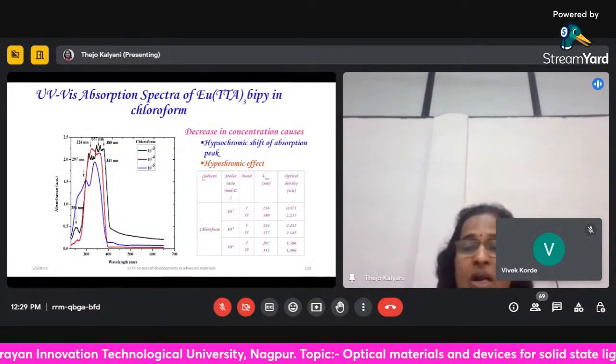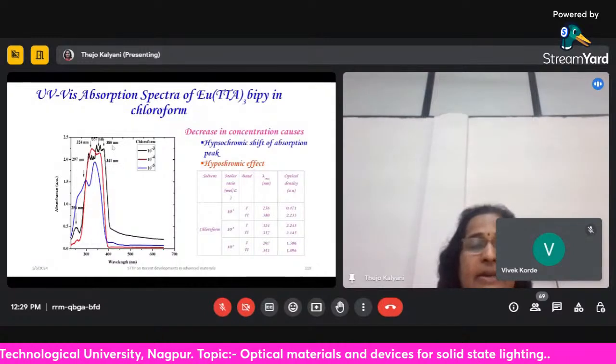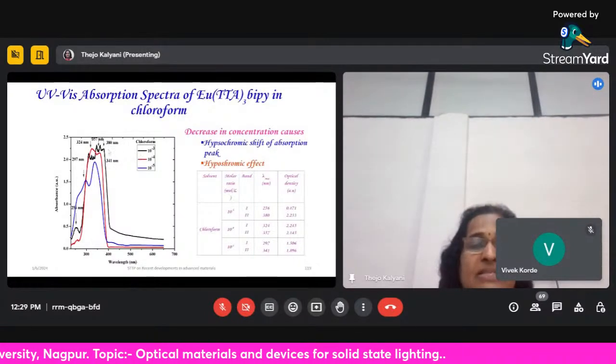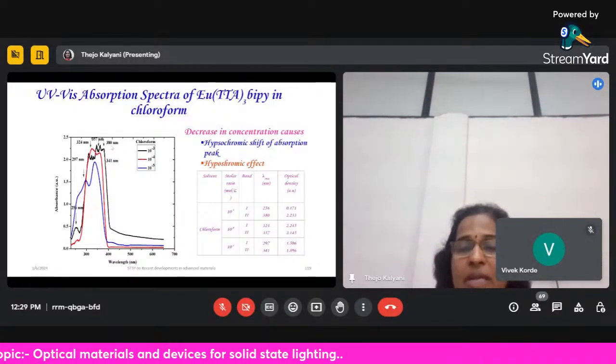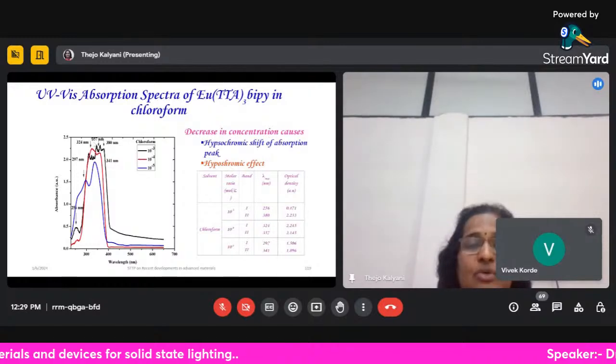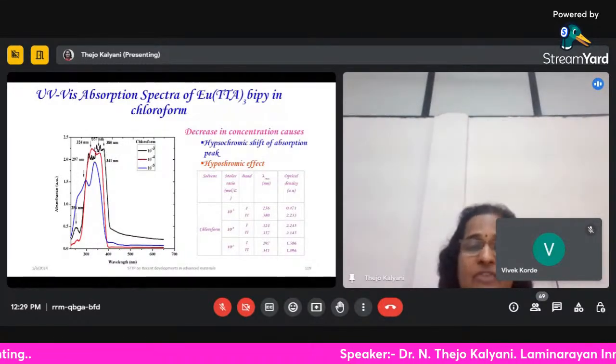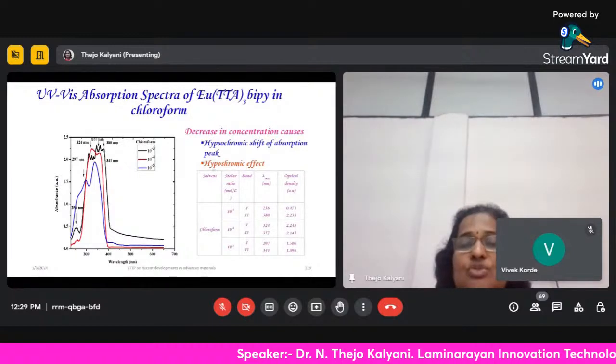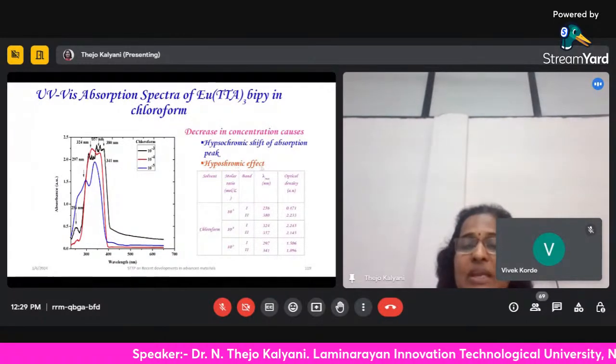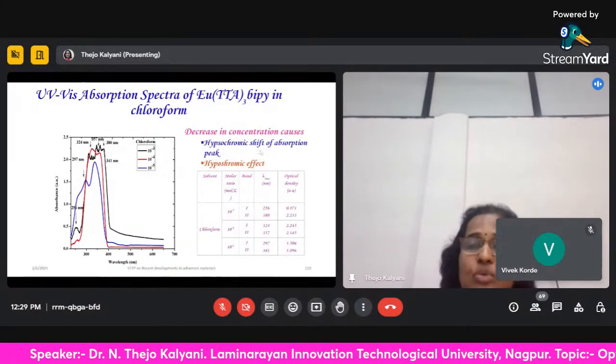If your wavelength, initially it was 613 emission, and absorption, we can see here, initially it was 380 here. The first peak, 10 power minus 3, it is 380. And for 10 power minus 4, if you can see, it has shifted to 357, which means that it reduced. It has shifted to the shorter wavelength. So that effect is known as hypsochromic effect, and the shift is known as hypsochromic shift.